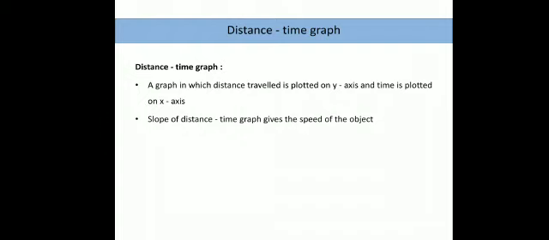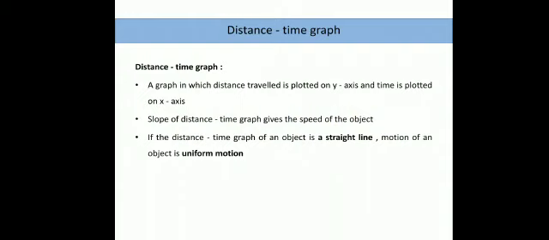Number two, the slope of a distance-time graph gives us the speed of the object. So we don't have to make any effort. Simply by looking at the graph, we can calculate how fast or slow the vehicle is moving. The slope or inclination of a distance-time graph gives us the speed.